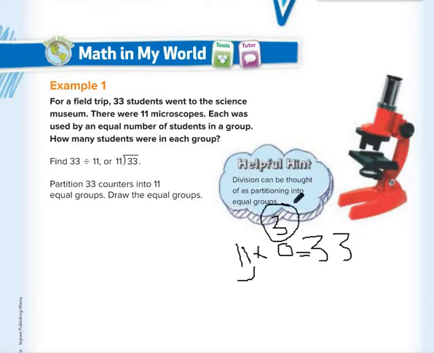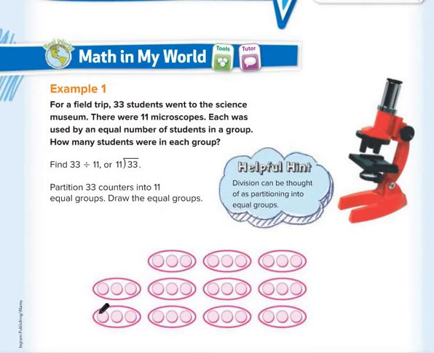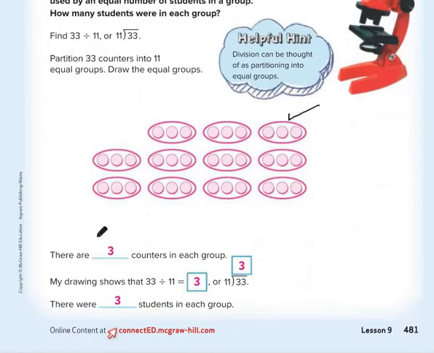This is the unknown. And we can find it using another way. We can use counters. So if we have 33 counters, we will partition them into 11 equal groups, just like this. We will put 3 counters in each group. So the answer is 3. There are 3 counters in each group, and the drawings show that 33 divided by 11 equals 3. So there were 3 students in each group. So good. Please, grade 3, be sure to write the answer in your book.